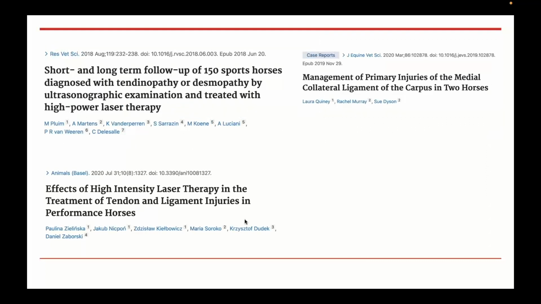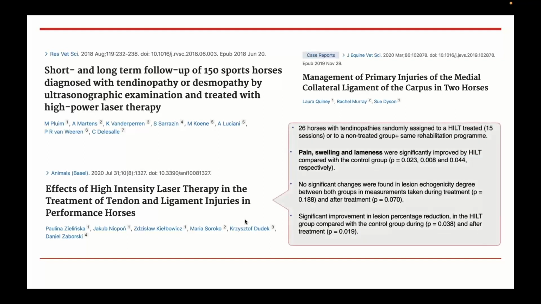This therapeutic effect for tendon and ligament injury has not only been demonstrated in experimental models, but also in case reports and clinical studies, such as these ones, in which they describe return to sport activity in horses. The last one included 26 horses with tendon and ligament injuries, and they evaluated the effect of high-intensity laser therapy or class 4 laser therapy on them.